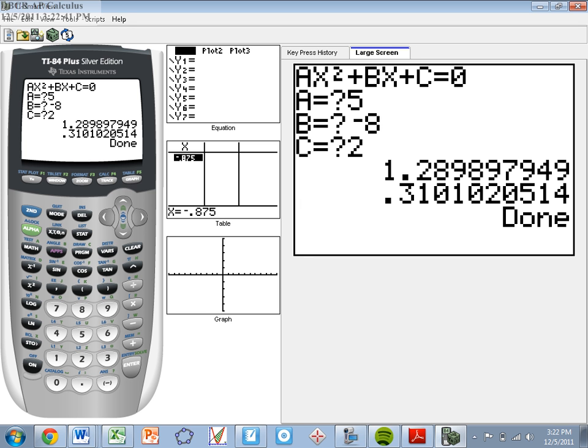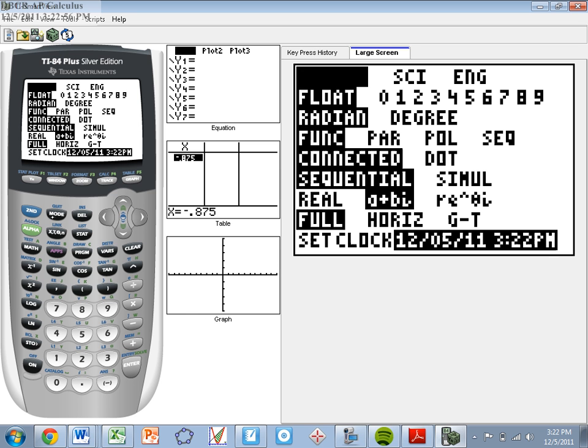Now, before we go any further, if you get an imaginary answer, remember, if you get the i, it's going to give you an error. Here's how you correct that error. Everybody go into mode. On here, you're going to see that real is probably highlighted for you. Go down to real, go over to a plus bi and highlight that instead.